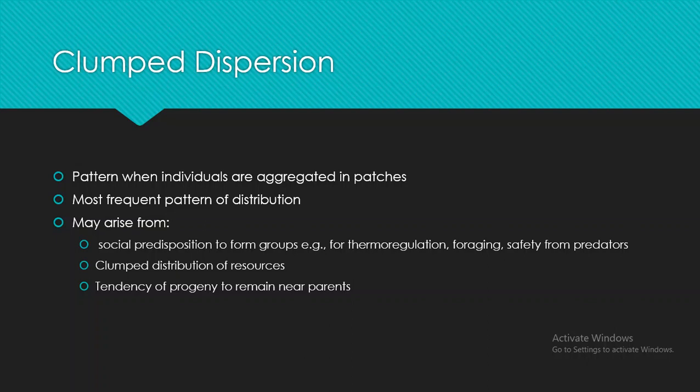So ano ang dahilan kung bakit nagkakaroon tayo ng gantong klase ng pattern? Clustered or clump dispersion may arise from social predisposition to form groups or for thermal regulation sa mga malalamig na klima, like sa poles natin, nag-grupo-grupo ang mga animals because of thermal regulation. So pag sinabi natin thermal regulation, ito yung pagkontrol ng temperature as a group, like yung body heat ang nagre-regulate ng temperature nila.